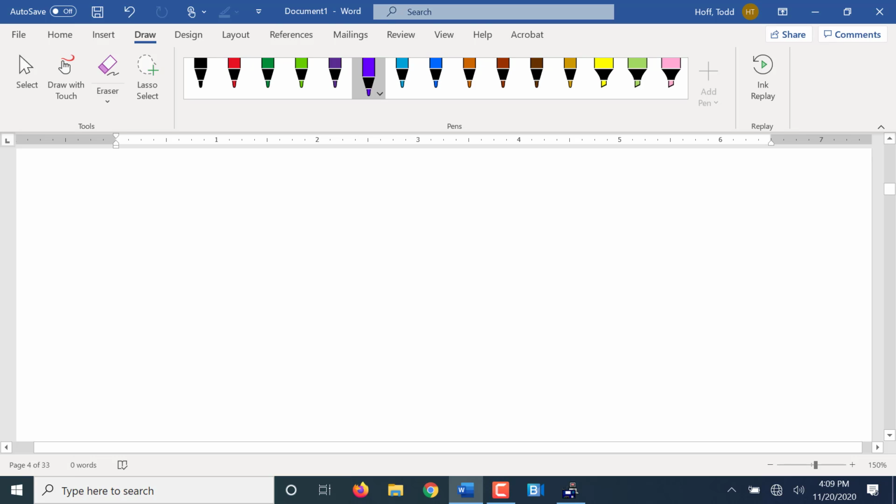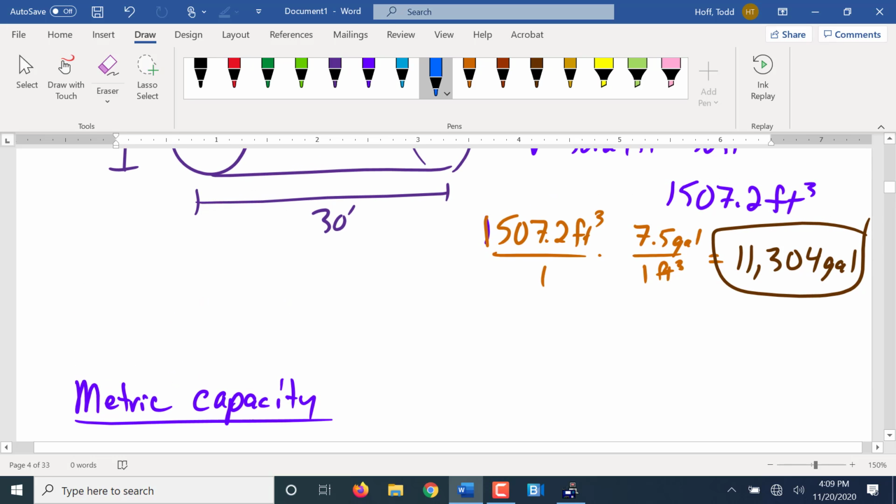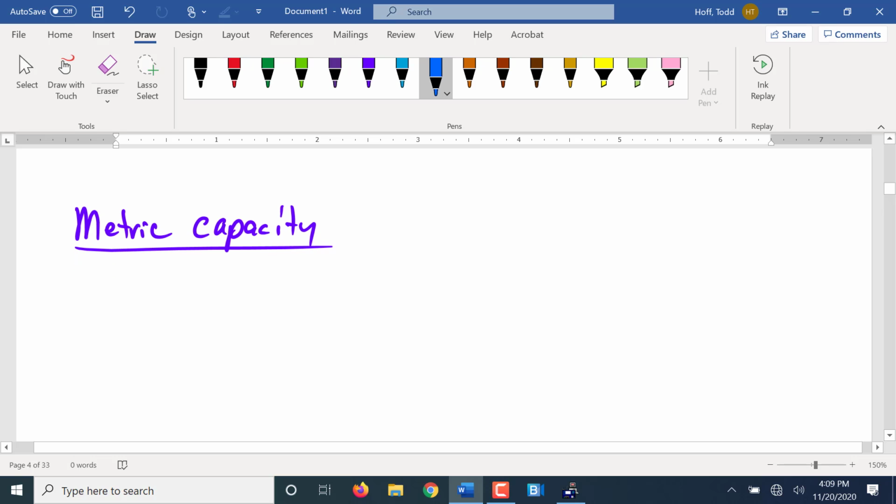Okay, so let's take a look at metric capacity. When they did the metric system, as we mentioned, it was planned out. They knew about all the issues with the standard measuring system, and they tried to correct them, tried to take them out, tried to avoid them. One of them was this idea that there was just no good conversion between units of capacity and units of volume. So in the metric system, they defined their unit of capacity to be a liter.